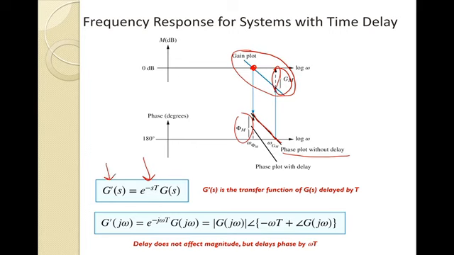Now, what we do is after we make this multiplication here, and then we go from s to j omega, what we'll see is that it has no impact on the magnitude, but the phase now is going to be delayed by a factor of omega T. So as we then plot that here, if this is the original phase with no time delay, here will be the phase, and you'll notice that slope a little bit different because of that delay.